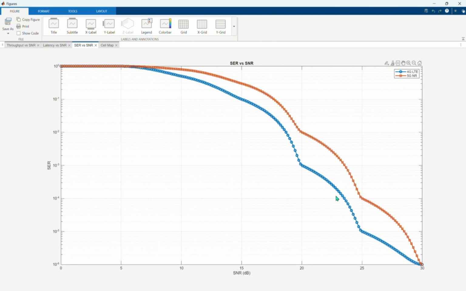However, once the SNR exceeds about 20 dB, both systems reach extremely low error rates close to 1 error in a million signals, or 10 to the power negative 6, showing that both can achieve highly reliable communication when signal quality is strong. Overall, this plot confirms that high SNR directly improves the accuracy and scalability of data transmission.